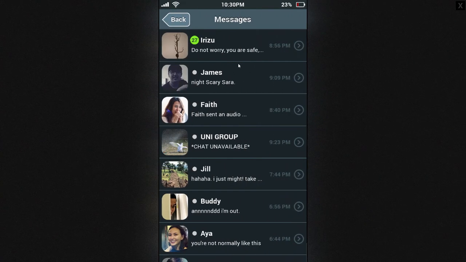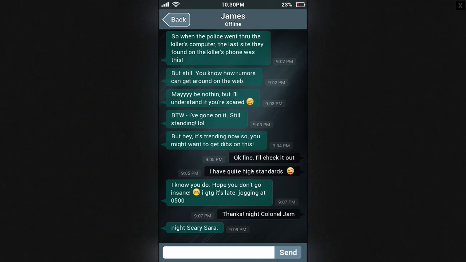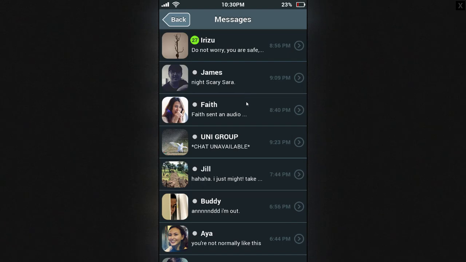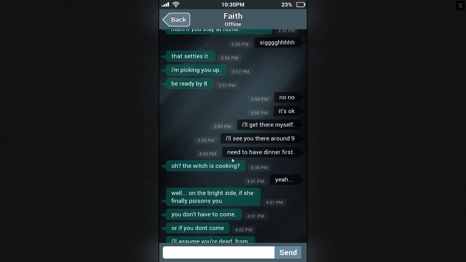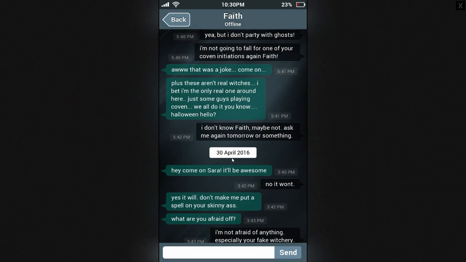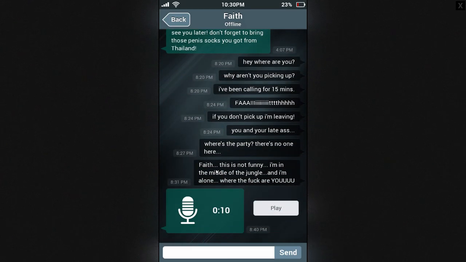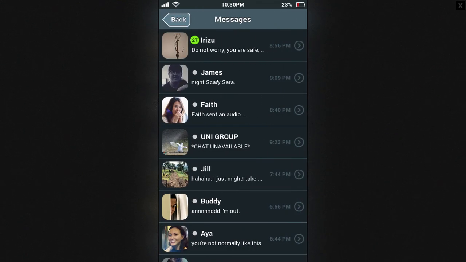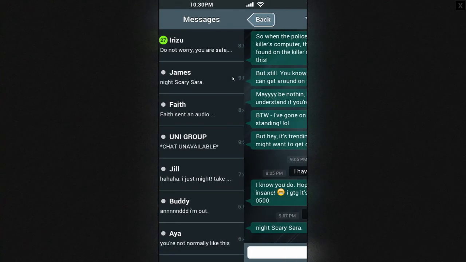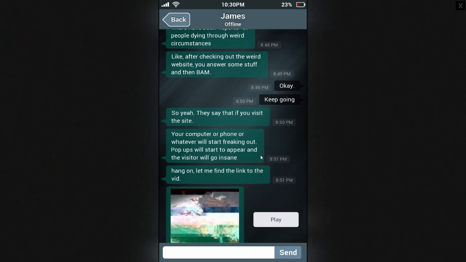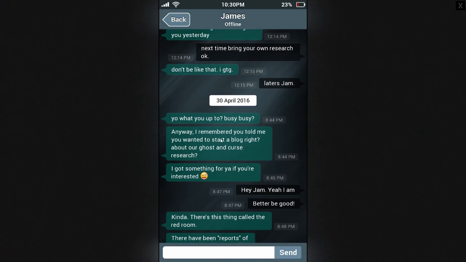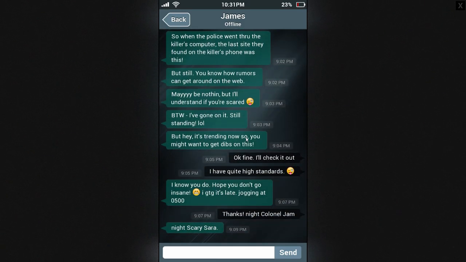Wait, but if this is April 30... April 30. She's looking for Faith at 8:40 p.m. Look, she gets this weird message at 8:40 p.m. And then he starts texting her 4 minutes later. Yeah, April 30, 2016. 4 minutes later, she's supposedly still in the woods and getting these texts. So what happened? Did she just go back home and then start getting these texts? Like, I don't get it.